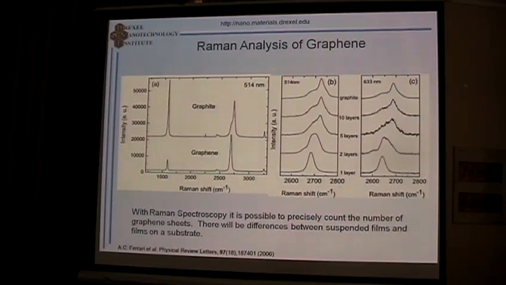What is interesting, again, Andrea Ferrari at Cambridge University has shown that the position of this peak will change as a function of the number of layers. There will be a single peak for a single layer graphene, and it becomes more complex as the number of layers increases until it becomes this type of graphite-like band here. So this technique is currently widely used to measure the number of layers in graphene when people produce single layer or multi-layer graphene.